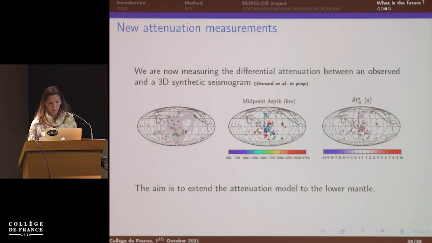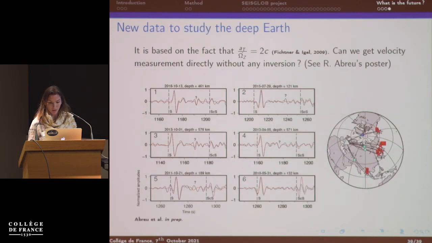As a perspective for the other work I've shown, we are working on updating the models and also extending the attenuation model to the lower mantle by measuring the attenuation on body waves. This is ongoing work.